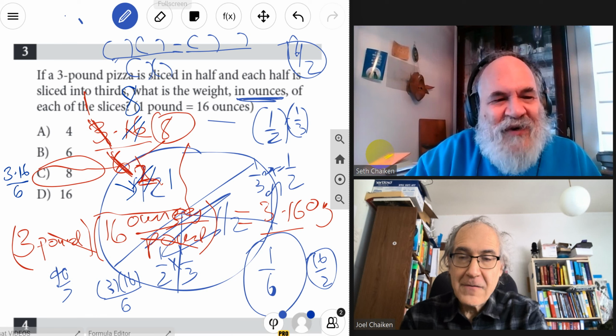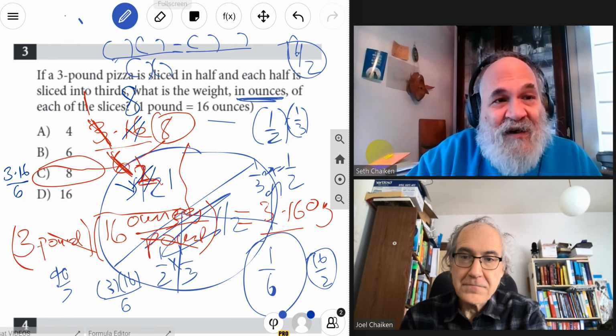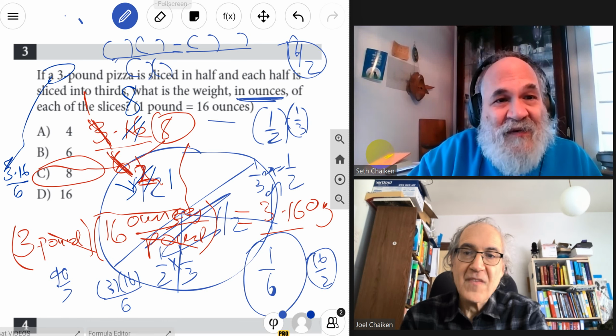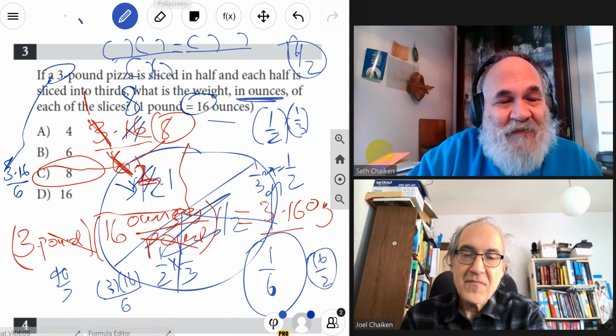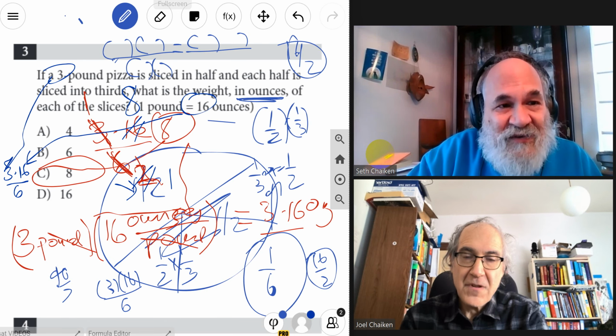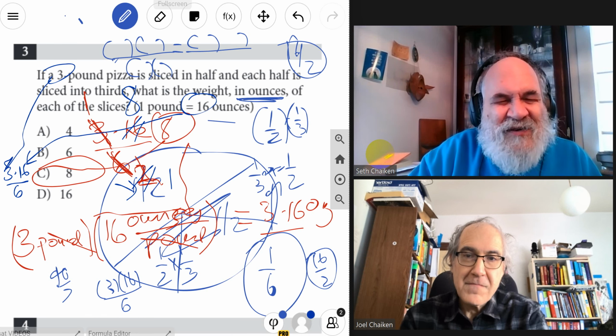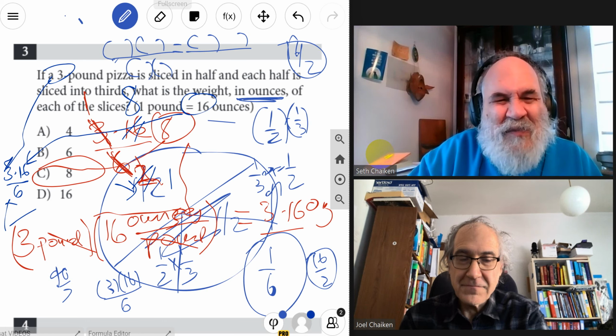And we have the 3 because it's the number of pounds of the pizza. 16, since 3 is the number of pounds. Right. 16 because each pound is 16 ounces. And we want our answer in terms of ounces. And 6. Yeah. Because we're dividing the thing into 6 equal parts.